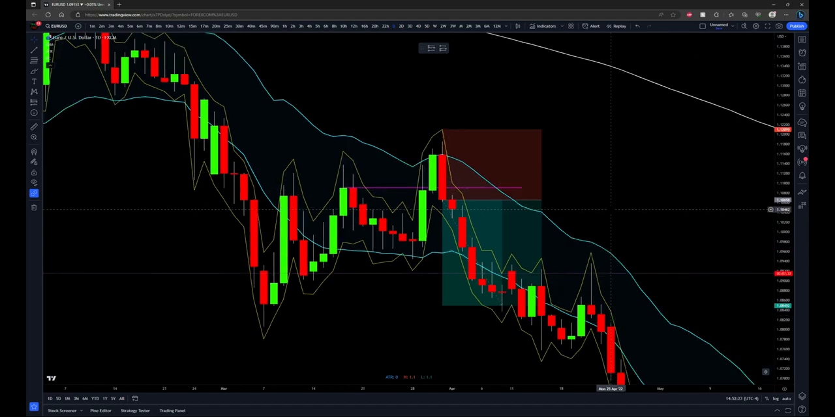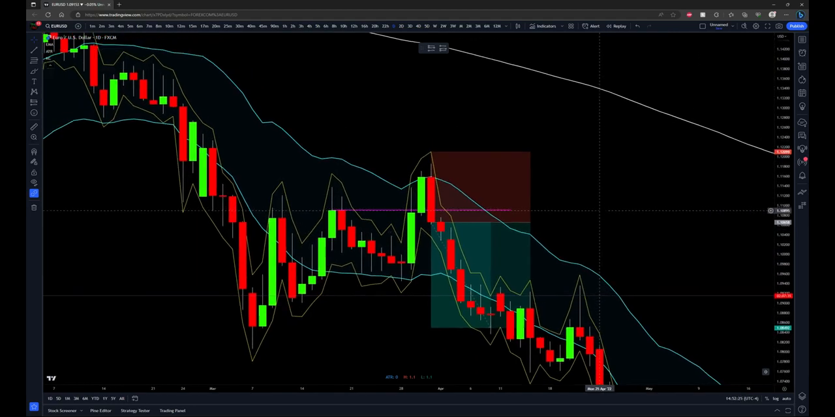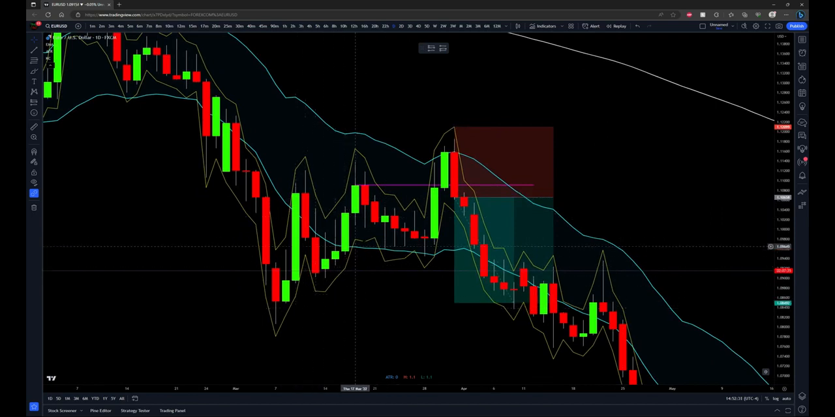Now, going over the rules for a short entry. First, we need to see that price is below the 200 period exponential moving average. Second, we need to see that price has pulled back into at least the top of the Keltner channel. And third, we need to see a stop loss hunt has taken place. What does that mean? That means that a logical high has been swept. So how do we know what a logical high is?